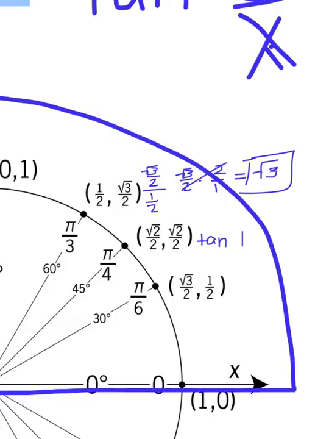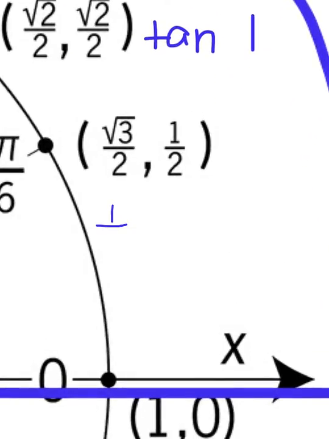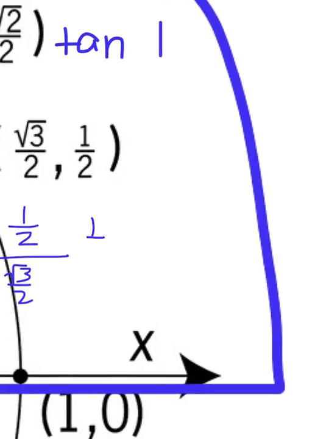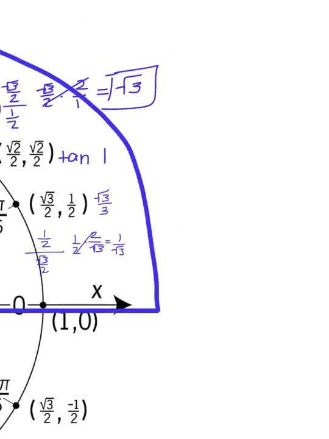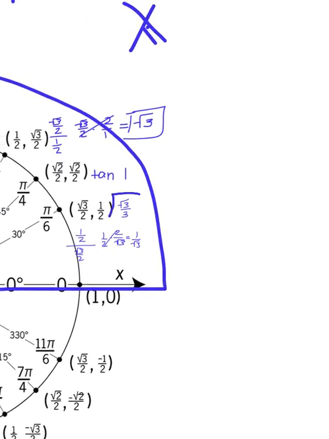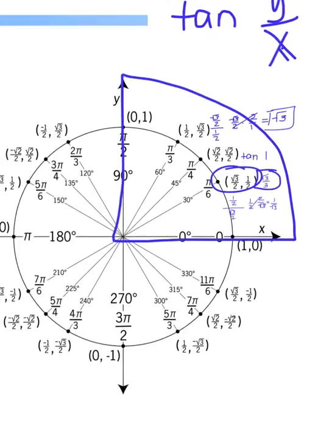When my x value is root 3 over 2, what's my tangent value going to be? Okay, if we can't answer that question, let's work it out. 1/2 divided by root 3 over 2. I keep, change, flip, yes? So I get 1 over root 3. So what's the tangent at this ordered pair? Root 3 over 3. Now you guys could memorize that if you want to. At root 3 over 2, 1/2, my tangent is root 3 over 3.